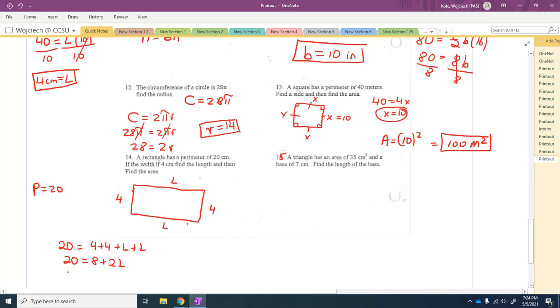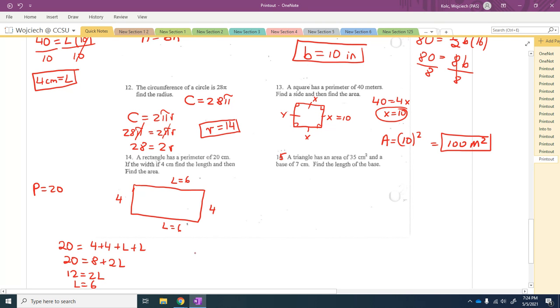Subtract 8 from both sides. 12 is equal to 2L. Divide by 2, which means L is equal to 6. So this has to be 6, and this has to be 6. Now let's check if this makes sense. 6 plus 4 plus 6 plus 4 is equal to 20. So we found the length correctly.